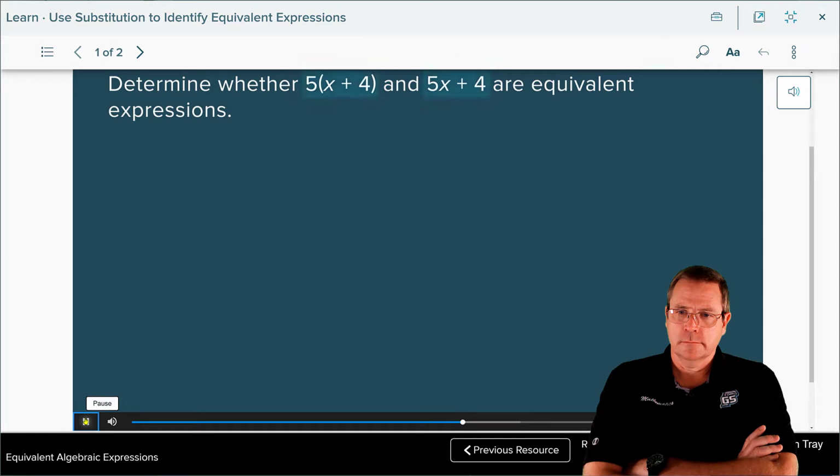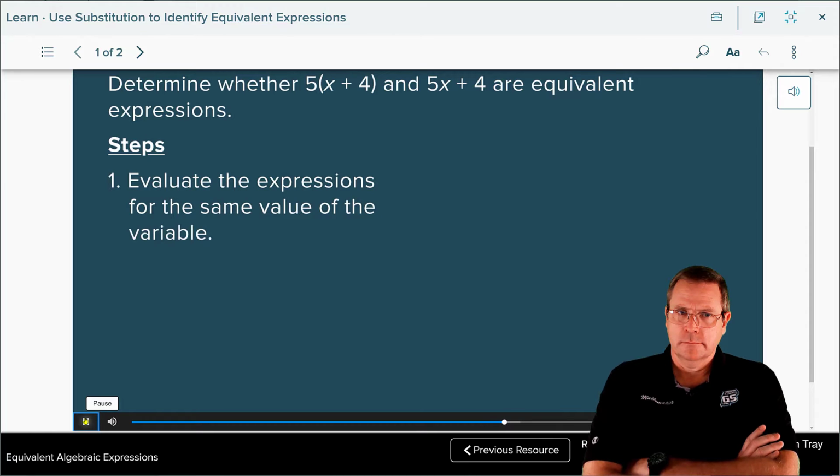Now consider a different pair of expressions, 5 times the quantity x plus 4 and 5x plus 4. Start by evaluating the expressions for the same value of the variable. Choose a number, 0, and substitute it for the variable in the first expression. Follow the order of operations to simplify. 5 times the quantity 0 plus 4 simplifies to 20.